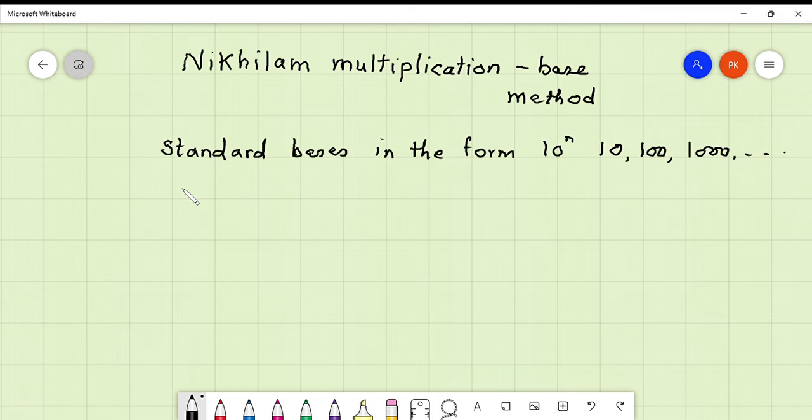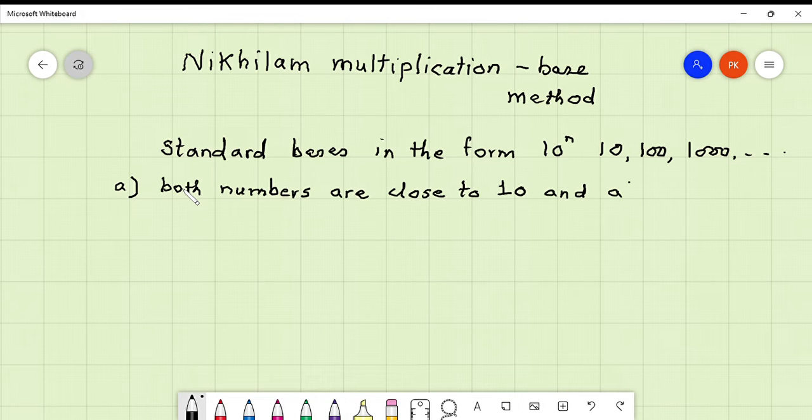So let us take the first case in which both numbers to multiply are close to 10 and above 10. Take the example 12 into 15.